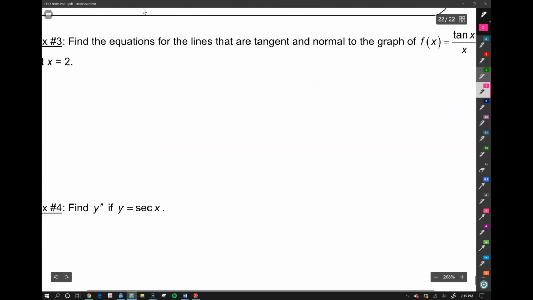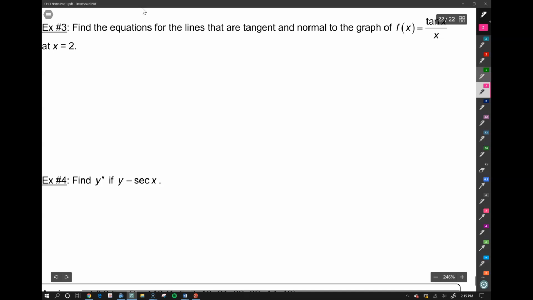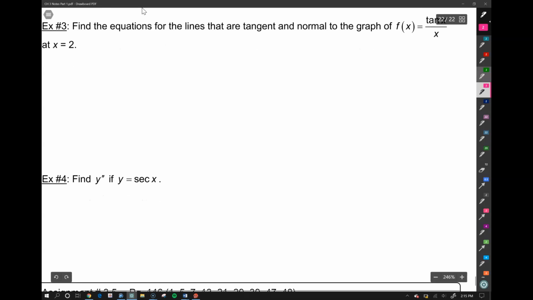All right, find the equations for the lines that are tangent and normal to the graph of f of x equals tan x over x at x equals 2. Okay, first, why don't we find the slope? So tangent is literally just going to be the regular slope, and normal is the perpendicular. So we need to find the derivative.